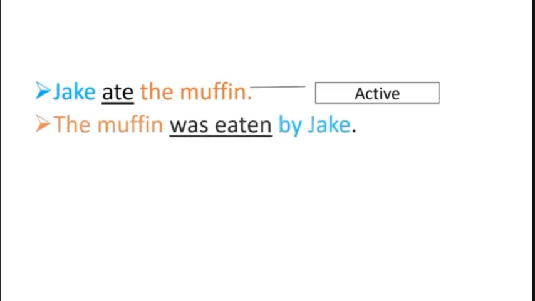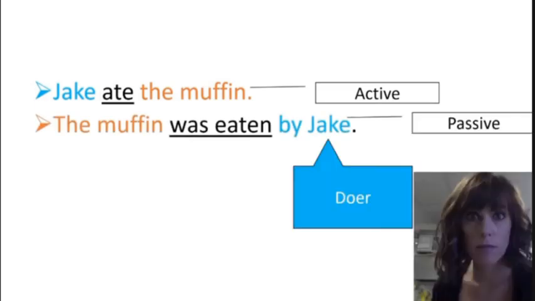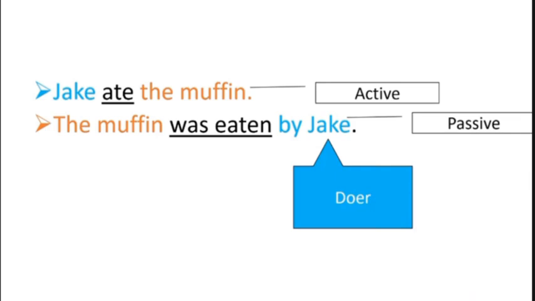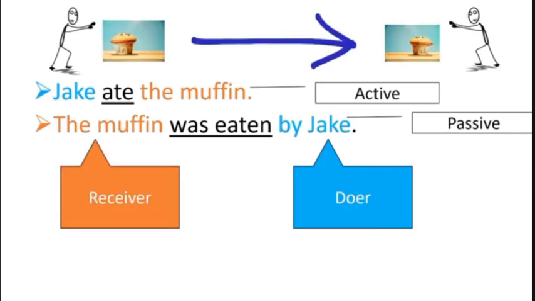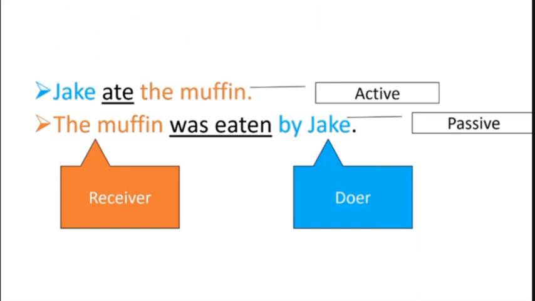Jake ate the muffin. This is active. The muffin was eaten by Jake. This is passive. Here's the doer. Jake. That's me. I'm Jake. We've switched the doer and the receiver. Now, let's look at the verb. Notice that now there are two words for the verb instead of just one.